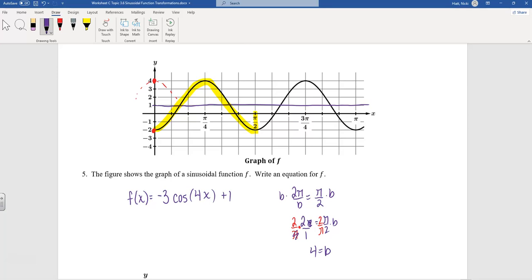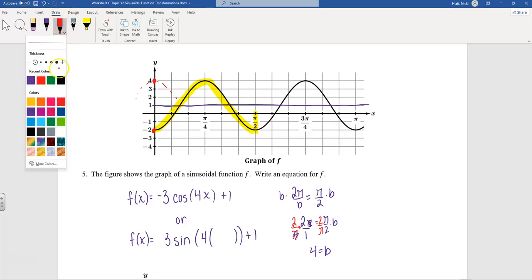However, this is not the only way that you can do the problem, right? So you don't have to use a cosine for this. If you use a sine, several things are going to be exactly the same. You are still going to have a 3 for your amplitude. You are still going to have a 4 here for the b value that gives you the period, right? But you're going to need a phase shift here.